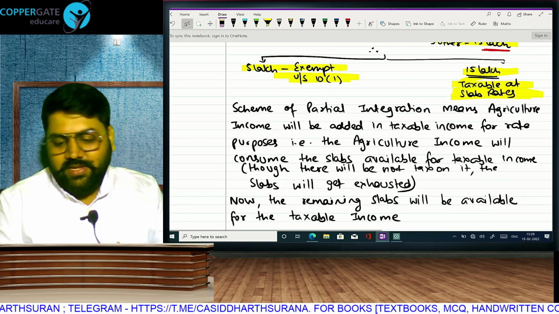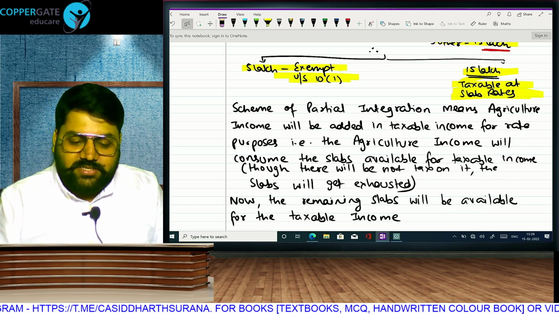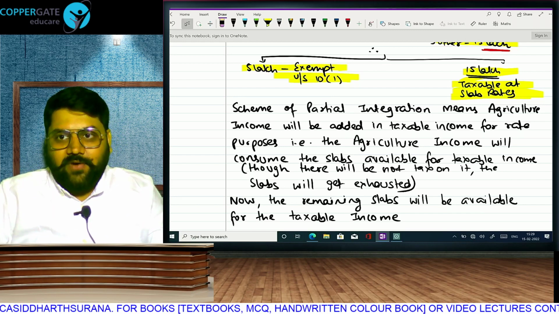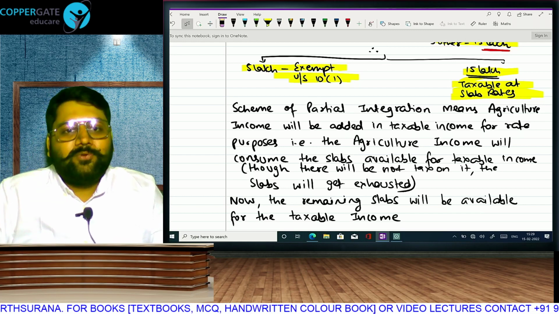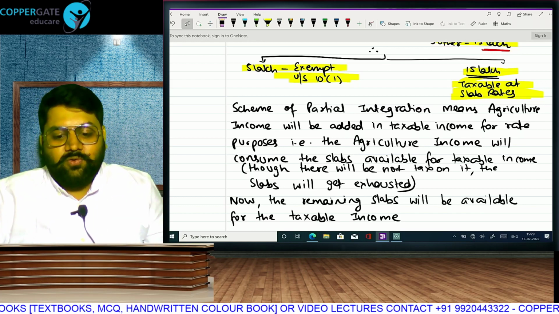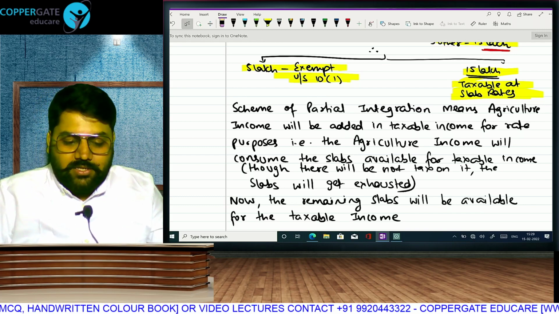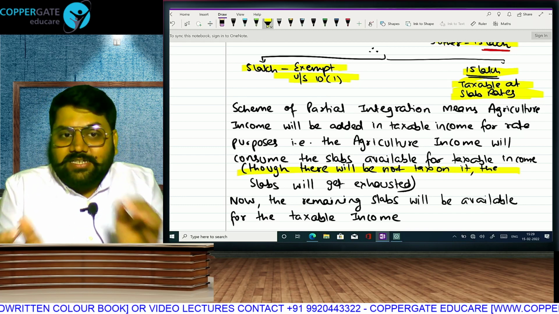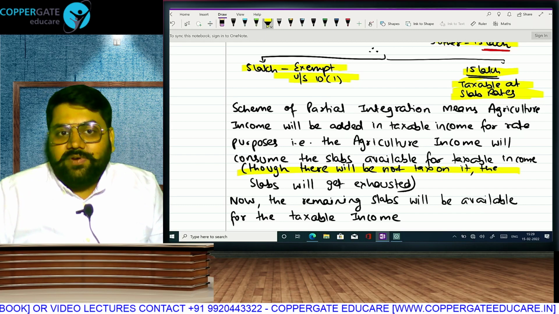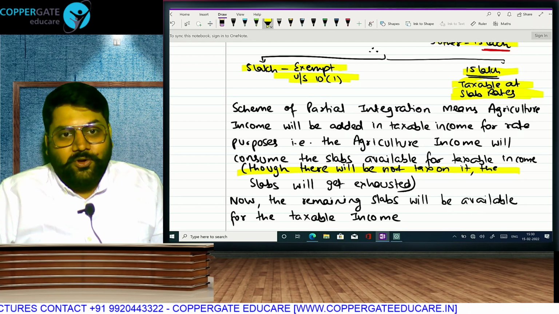Scheme of partial integration means agriculture income will be added to your taxable income to decide your rates. For rate purposes, the agriculture income will consume the slabs. The slab which is available at 5%, we will not give to your taxable income. That will be consumed by your agriculture income and that slab will get over. If you still have agriculture income remaining, the other slab will also get consumed, though there will be no tax. We will not levy any tax on agriculture income, but the slab will get over. And thus the initial slabs of 5% and 20% will not be available for your non-agriculture income.